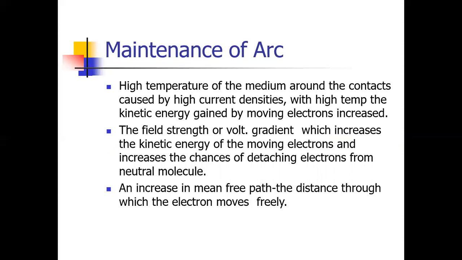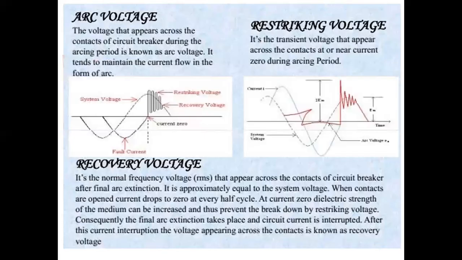High temperature of the medium around the contacts is caused by high current densities. With high temperature, the kinetic energy gained by moving electrons increases. The field strength or voltage gradient increases the kinetic energy of the moving electrons and increases the chances of detaching electrons from neutral molecules, and there is an increase in mean free path, the distance through which the electrons move freely.